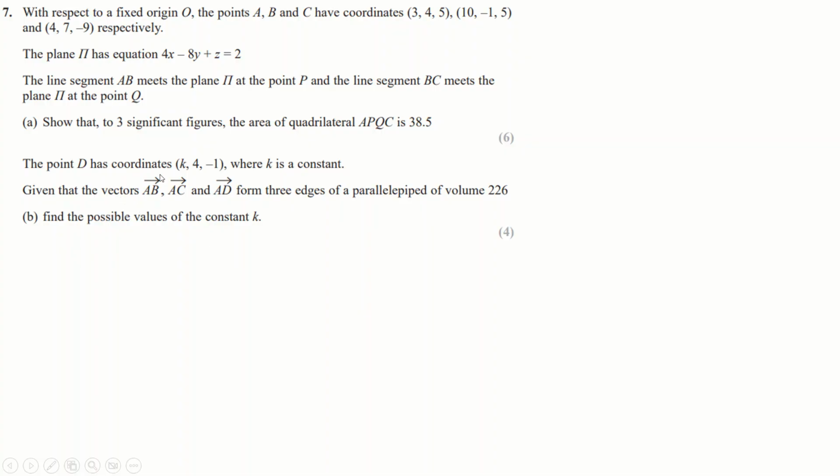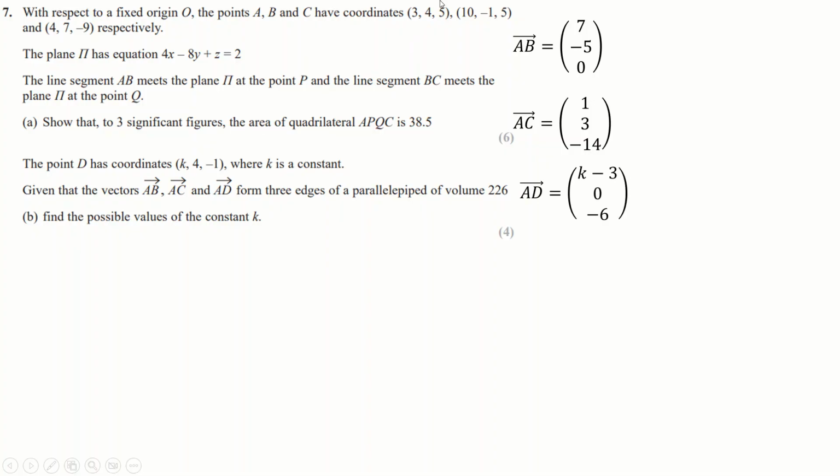Good, so the point D has coordinates this. We can actually basically forget the picture at this point. A to B, I think we already wrote down, is this, just this to this. A to C, from here to here, is this. And A to D, from here to here, imagine k was 7, 3 to 7 would be 4, so it's just k minus 3 that you have to do there. And then, of course, 4 to 4 is 0, and then minus 6.